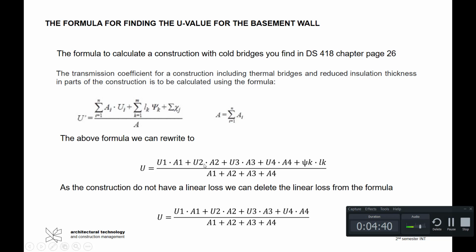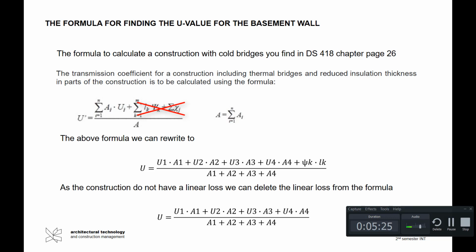The formula that we're going to use is the same formula that we use when we look into external walls. The only thing that's different is that we have lots more different parts of U values that we have to include. We get the formula from DS 418, and we have that here. So here it says that we have the areas for each U value times the U values, and then if we have any linear losses, times the length of the linear losses, and then point linear losses. We do not look into point linear losses. And in this case here, we don't have any linear losses.